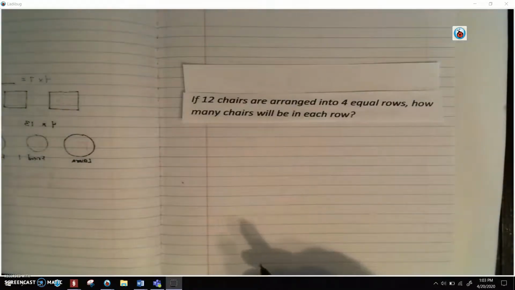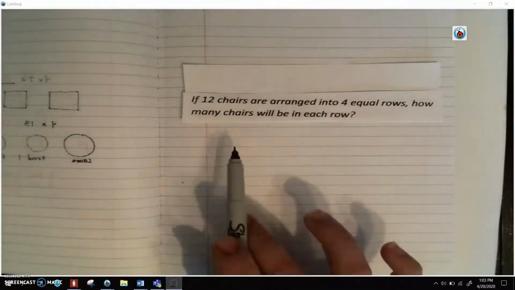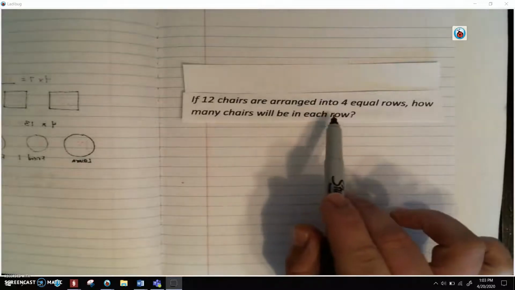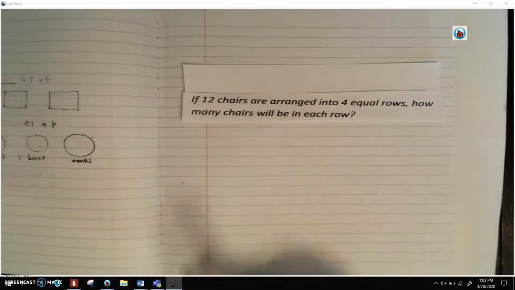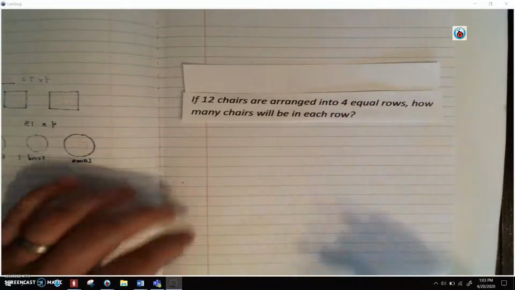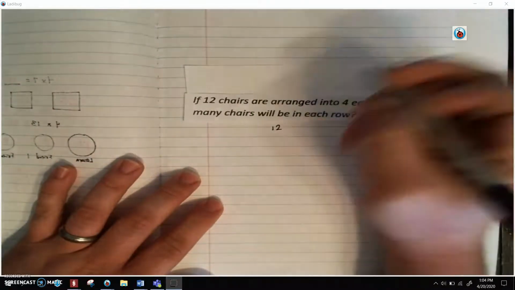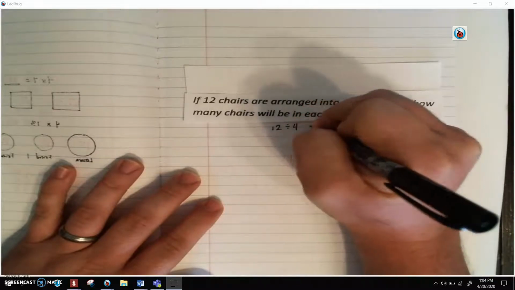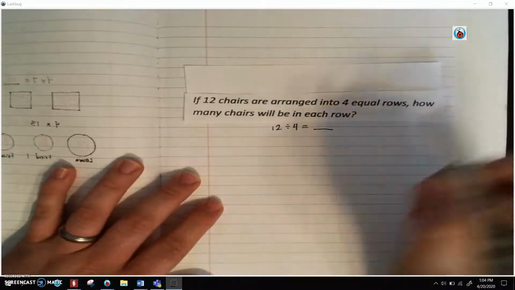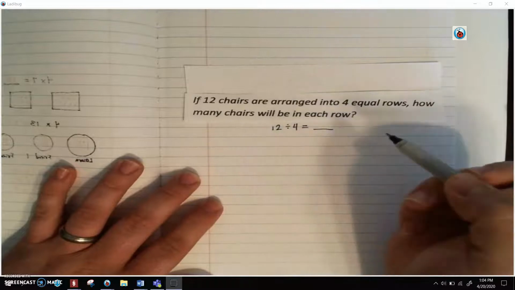Alright, we have one more word problem I'm going to work with today. It says if 12 chairs are arranged into 4 equal rows, how many chairs will be in each row? So I know we have a division problem here because we're splitting up something into equal rows. So it's 12 divided by 4 equals something. So I'm going to draw an array to represent this.